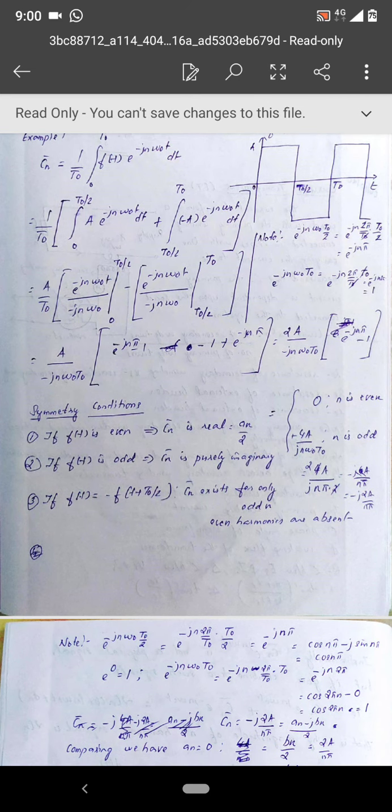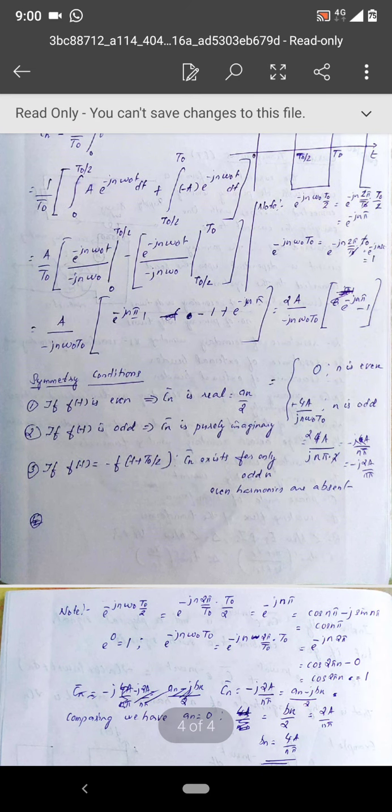So that is the answer, but we have to make some comparisons. See, I told that we have done that example 4.7 in that material which I have sent earlier, and we have to get the same result here also. Now we have found Cn bar as minus j 2a by n pi. Just see the bottom point of that slide, and we know what is Cn bar.